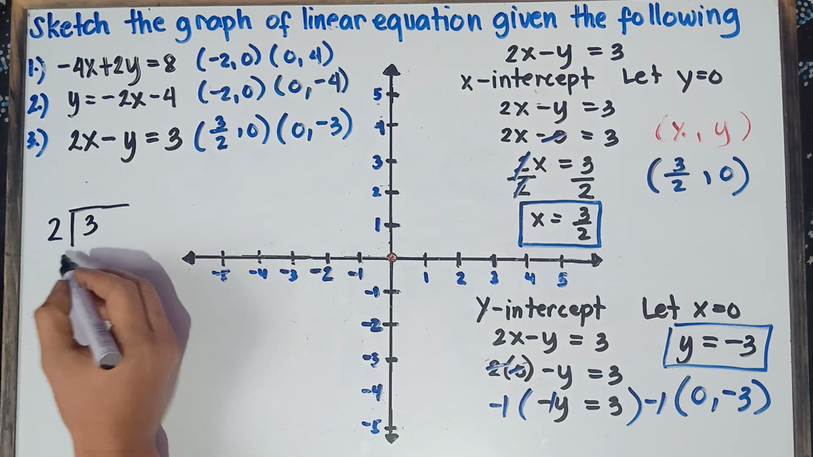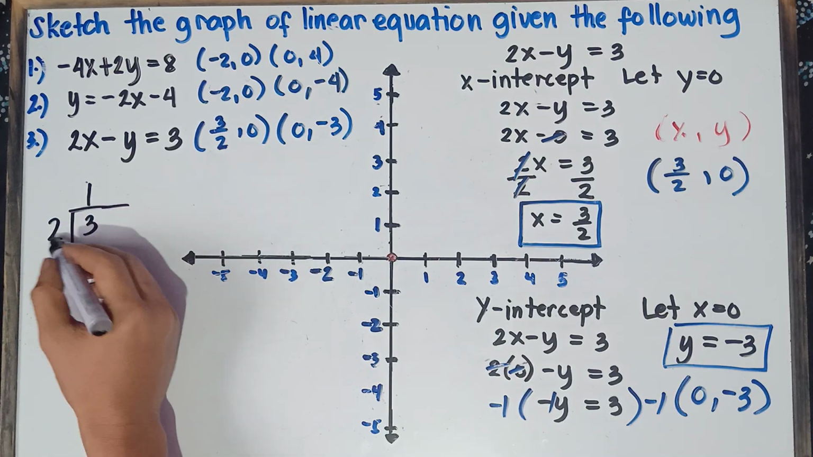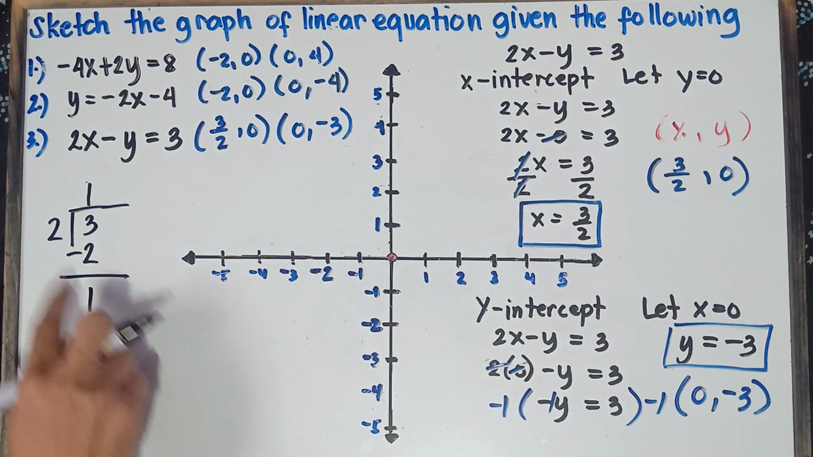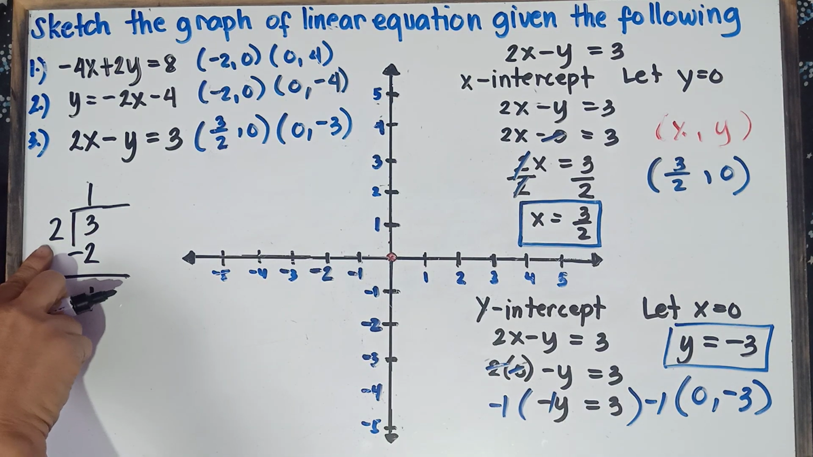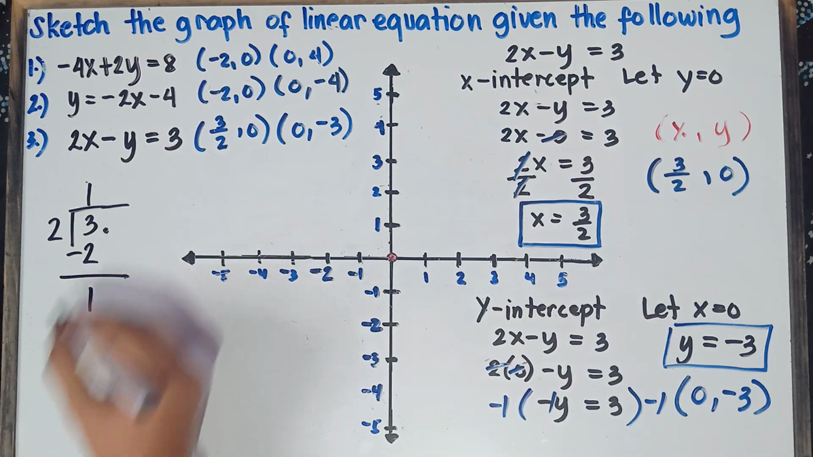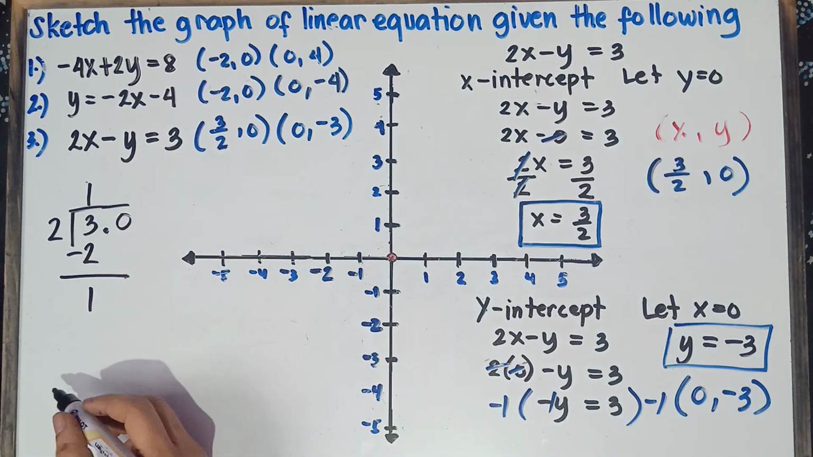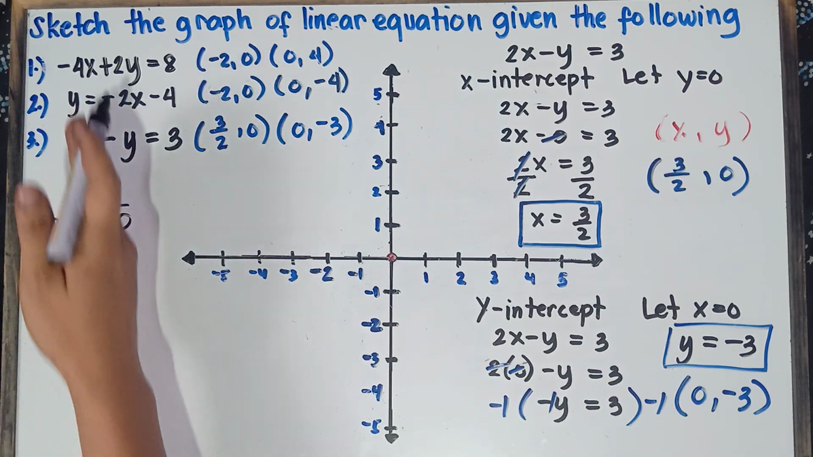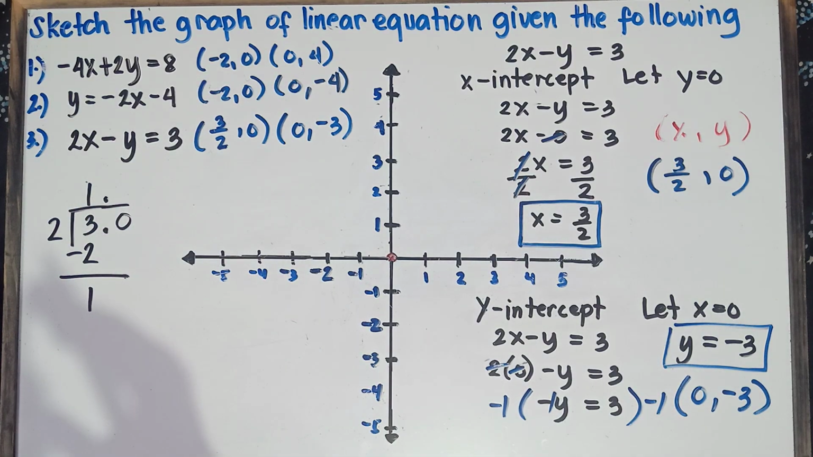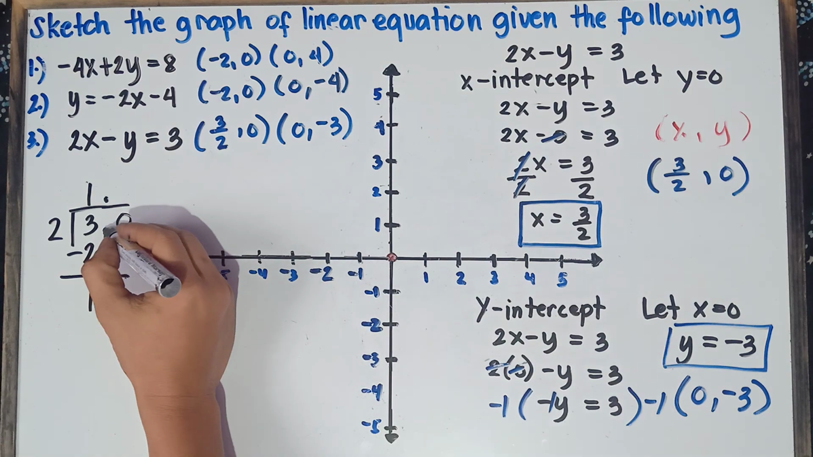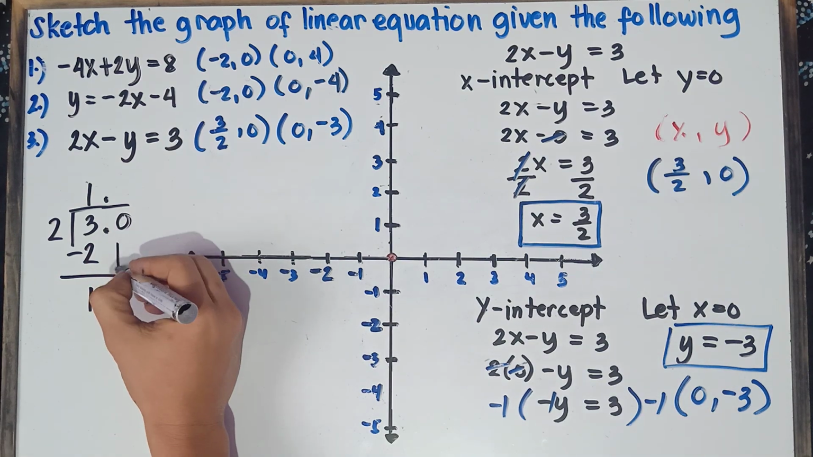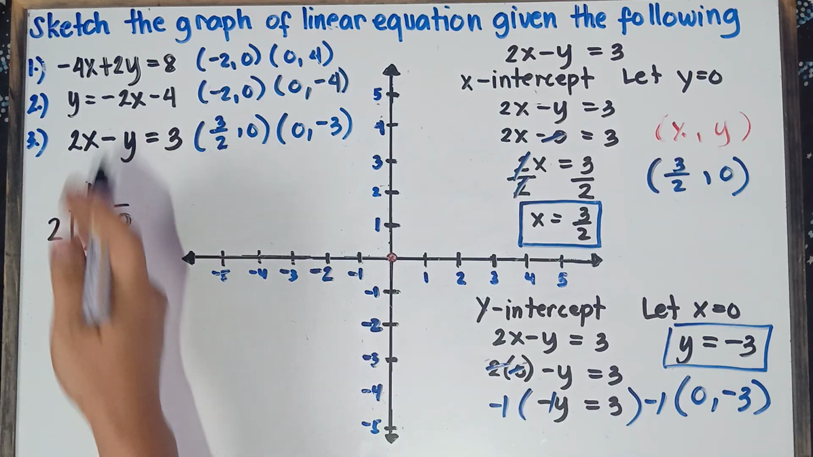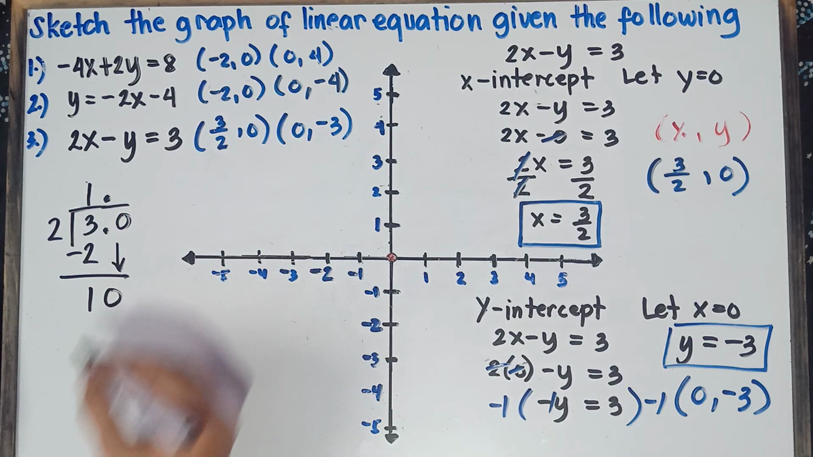3 divided by 2, that would be 1. 1 times 2 is 2. Subtract: 3 minus 2 is 1. 1 divided by 2 cannot be done, therefore we need to add a 0. You put a point and then add a 0. Once you put a point, you put a point on the top and align the points. I'm sure, class, you had this during your grade 7. So, bring down 0, and this becomes 10.